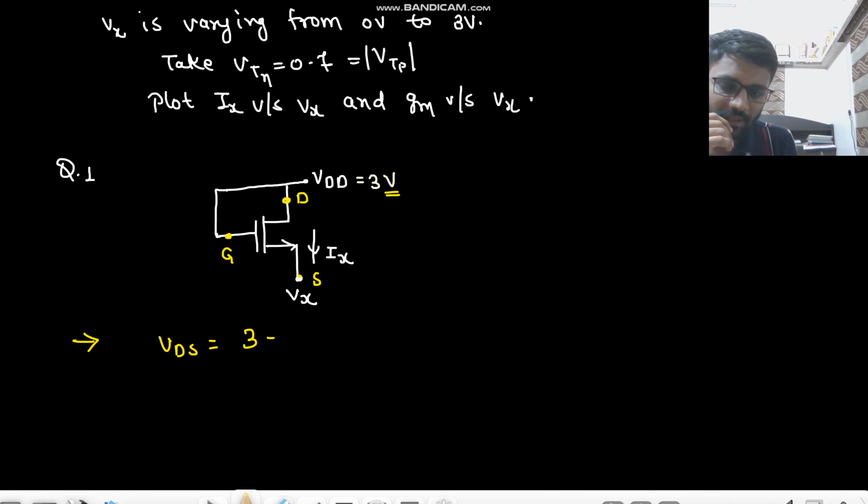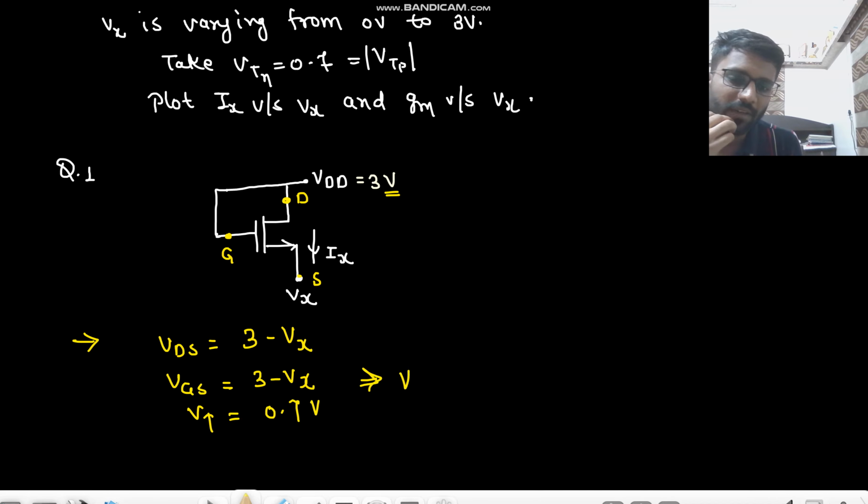This is the proper method of solving these kinds of questions. Just don't be in any hurry. Just solve it like this, calmly solve it, you will be able to solve. Just write these points, what is VGS, because these points you need, right? What is VGS? VGS is 3 minus Vx only. Okay, what is VT? VT is 0.7 volts.